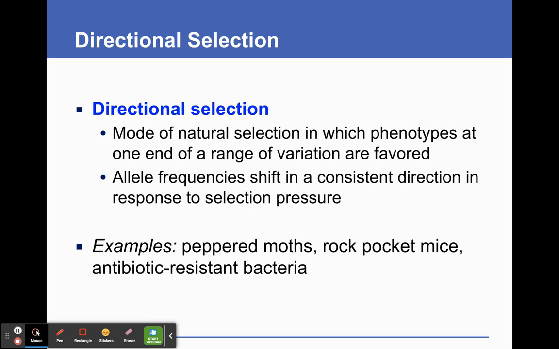Directional selection is a mode of natural selection in which phenotypes at one end of a range of variation are favored. Allele frequencies shift in a consistent direction in response to selection pressure. That's a lot of words. I'm going to show you some examples, and I'm going to show you a graph that I hope will help. Main thing here, phenotypes at one end of a range are favored. Examples: peppered moths, rocket pocket mice, and antibiotic-resistant bacteria.